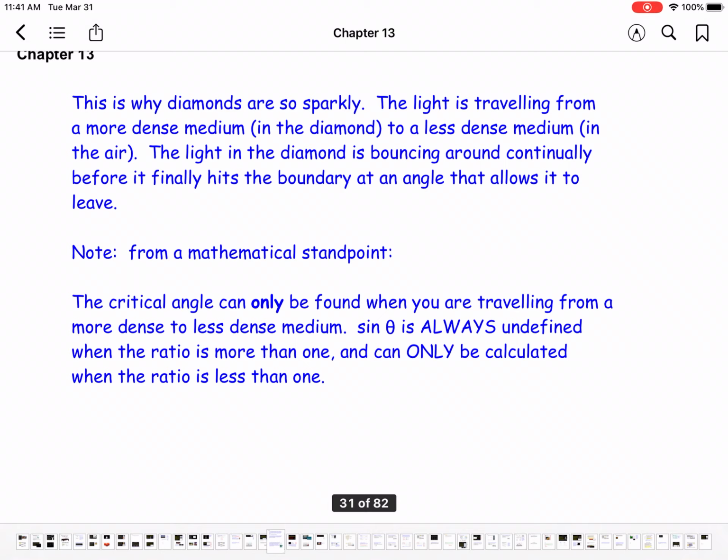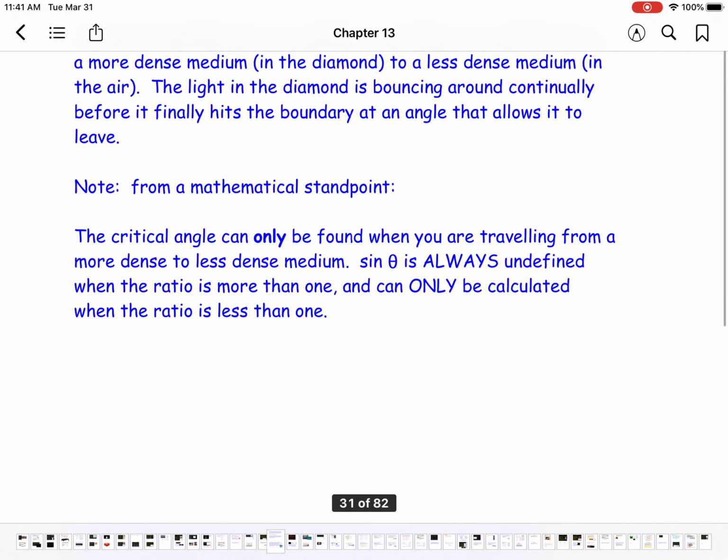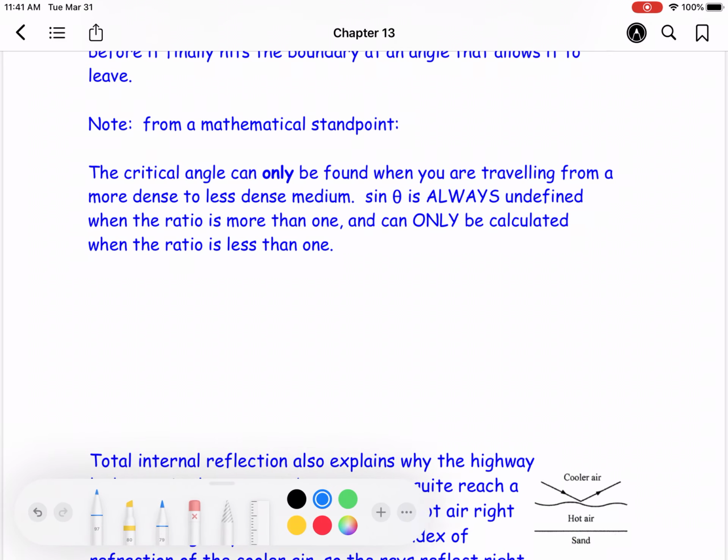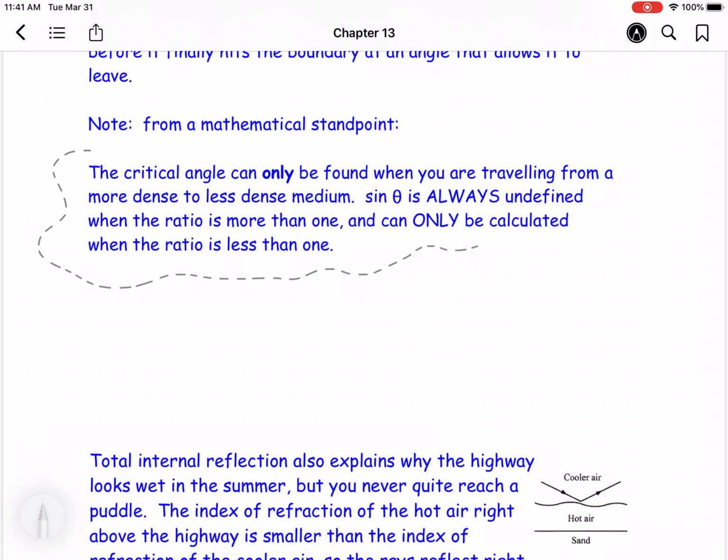Basically, we have a bunch of light bouncing around inside the diamond, and then it comes out either concentrated in certain areas because that's the right angle, or it changes direction a lot more often. It's reflecting around. It's just what makes them shiny in general. From a mathematical standpoint, like I said before, it can only happen from more dense to less dense. So just make sure that.